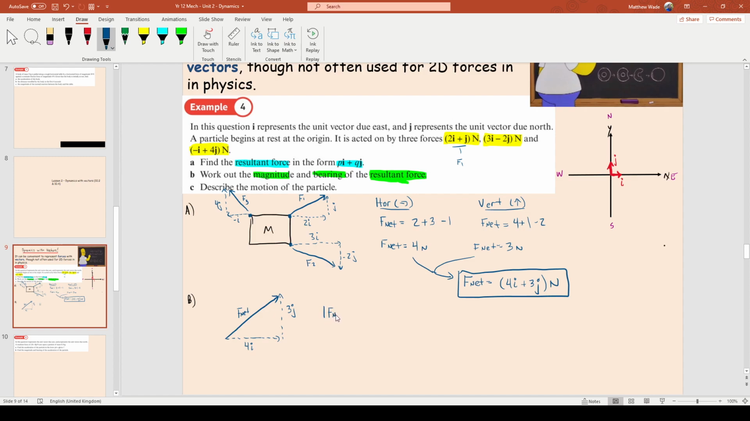So if you want to get the magnitude of it, the size of the F net, I'm even going to use the notation from vectors. The magnitude of F net is just going to be this. Well, it's Pythagoras' theorem. It's a right-angled triangle. It's a 3, 4, 5 triangle, so it's just 5.